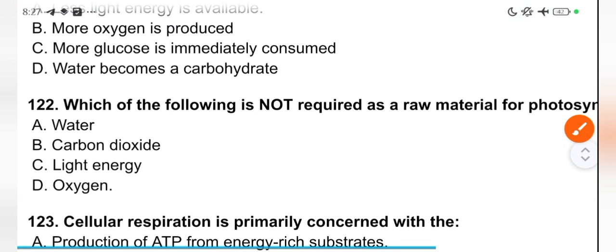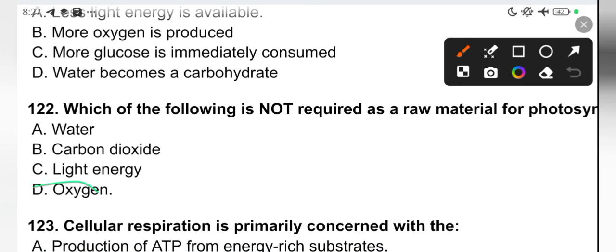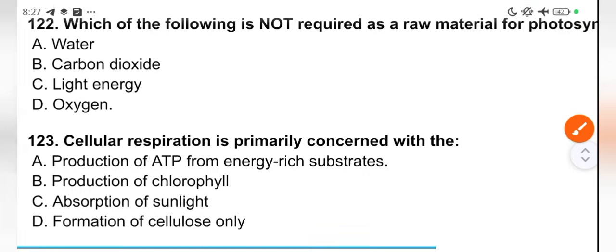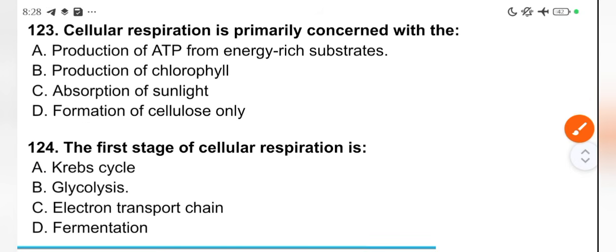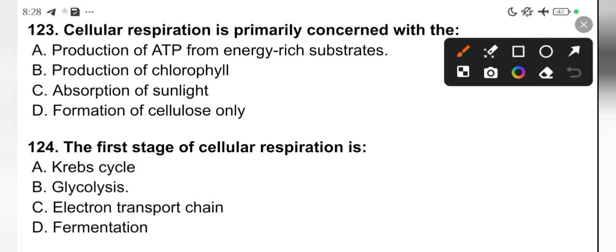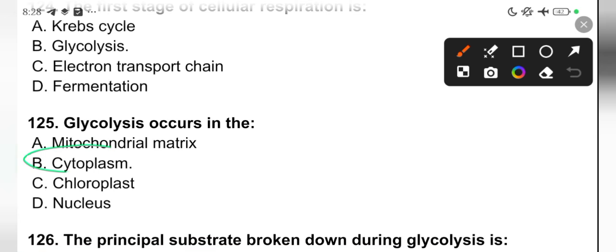Which of the following is not required as a raw material for photosynthesis? Of course, oxygen. Oxygen is the byproduct. Cellular respiration is primarily concerned with the production of ATP from energy-rich substances. The first stage of cellular respiration is glycolysis. Glycolysis occurs in the cytoplasm.